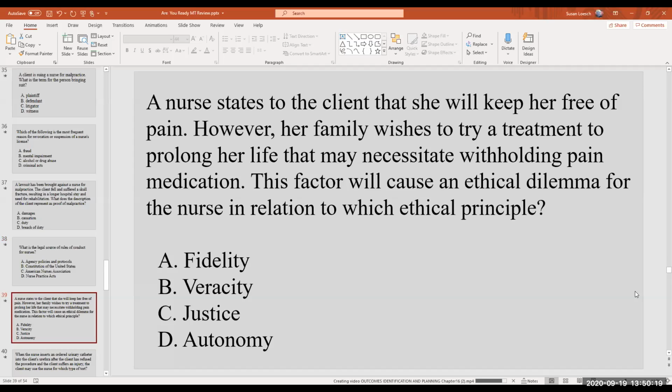A nurse states to the client that she will keep her free of pain. However, her family wishes to try a treatment to prolong her life that may necessitate withholding pain medication. This factor will cause an ethical dilemma for the nurse in relation to which ethical principle? Fidelity.